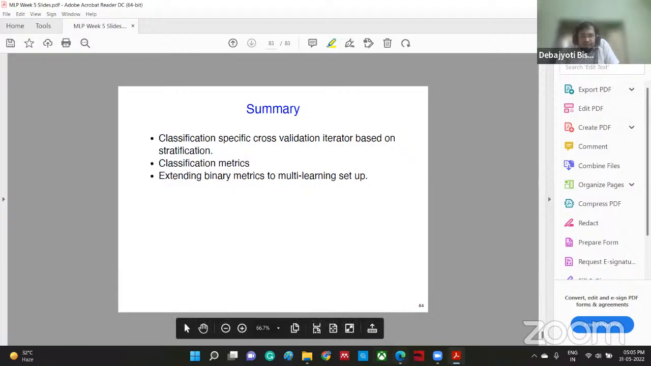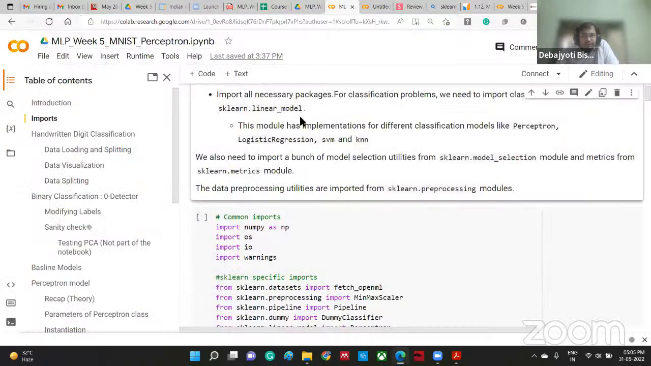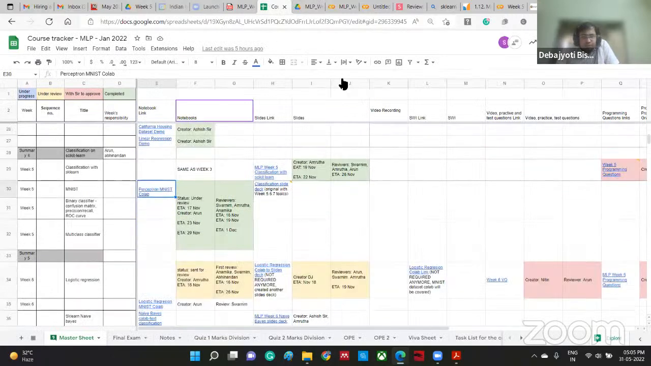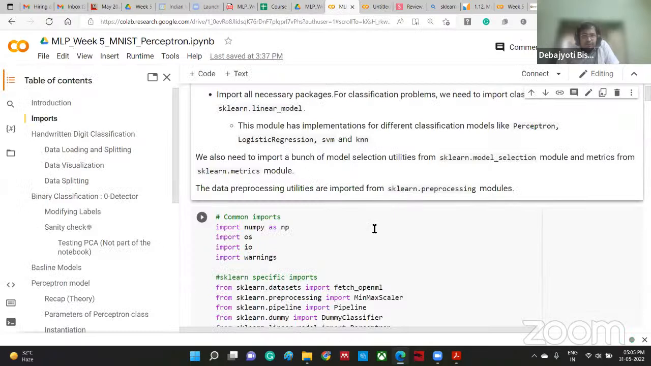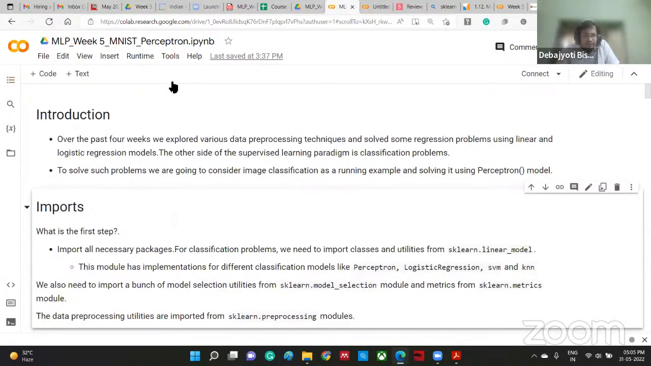We'll go to the Colab now, and we'll go through the Colab slowly. This is MNIST Perceptron. Only one Colab was used in the full program, in the lecture videos, that is MNIST classification. As you can see, we will be considering image classification, and in week 6 we'll be dealing with naive Bayes. So here we'll be dealing with image classification and solve it using the perceptron model.